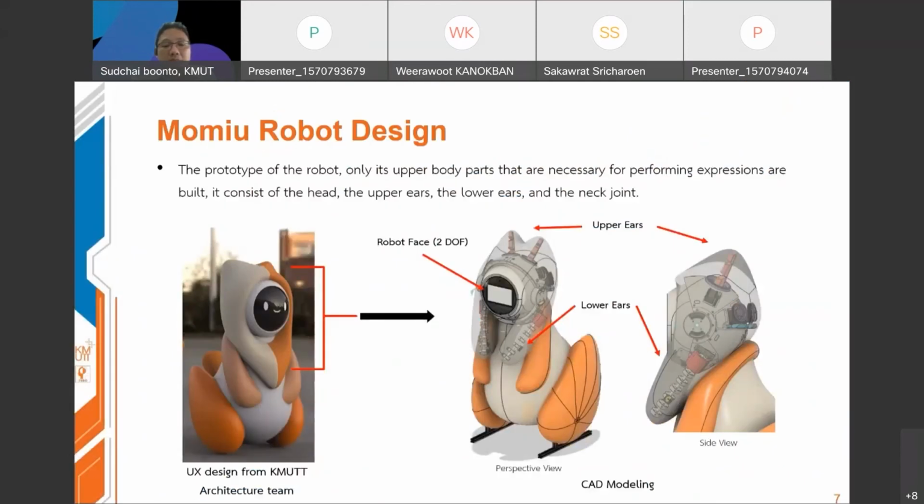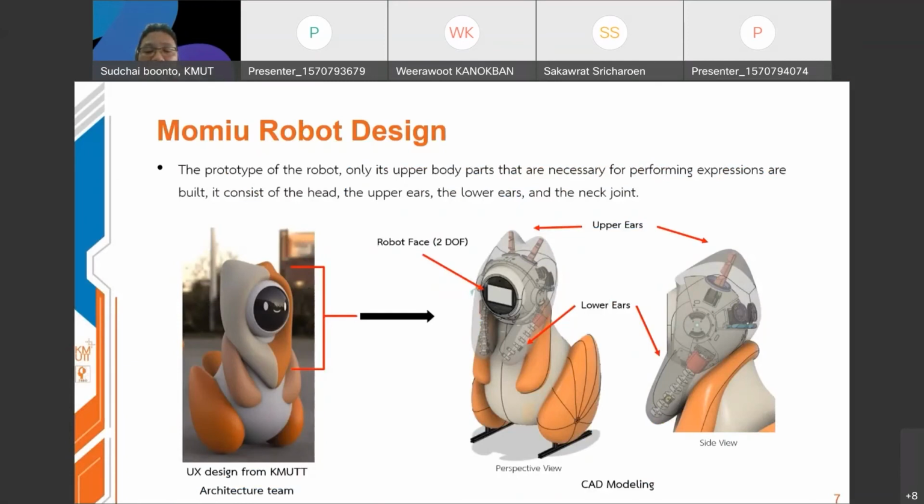The robot Moomin is designed to have soft and compliant body parts, which promote a safe and friendly appearance when interacting with humans. One of the unique features of this robot is the upper ear that's similar to an animal ear, and it also has a lower ear that's similar to an elephant trunk, which can be used to imitate the arm gestures of an anthropomorphic robot.